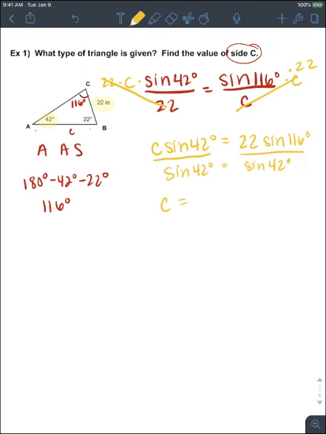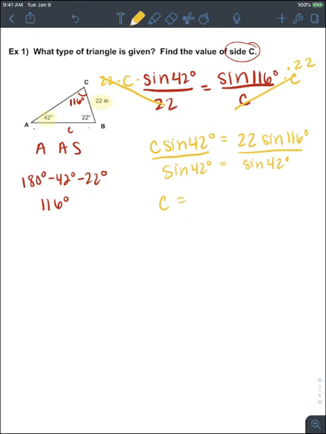So c is equal to, let me plug this into my calculator, sine of 116 divided by sine 42. And you want to make sure your calculator is in degrees mode. Okay, I'm going to round here, so this is 29.551 inches, because that's our units. Okay, number 1.